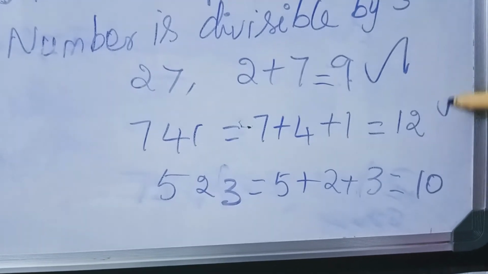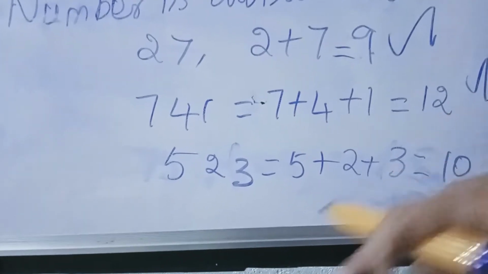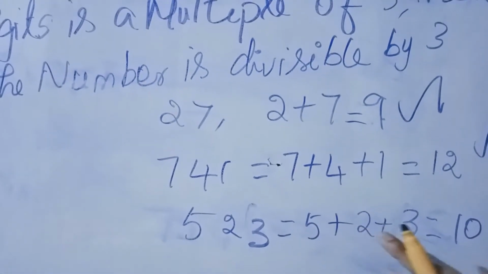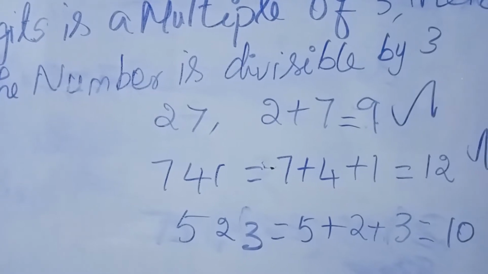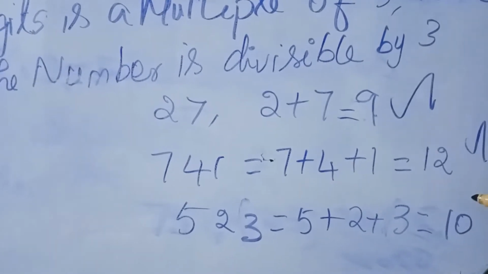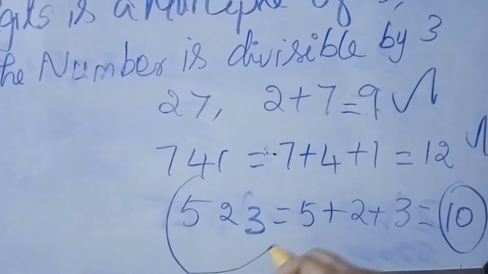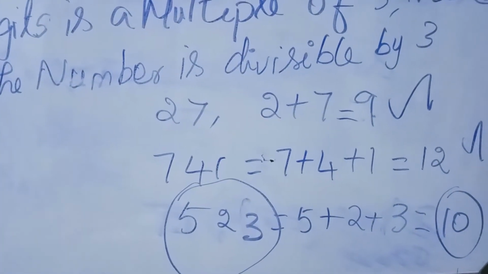So it is divisible by 3. Now 523: 5 plus 2 plus 3. The answer is 10. It is not a multiple of 3. So this number is not divisible by 3.